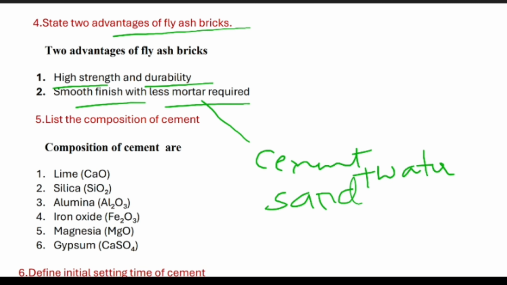Next question is: list the composition of cement. What are the compositions present in cement? Lime, silica, aluminium, iron oxide, manganese and gypsum. These are the chemical compounds in the composition of cement.